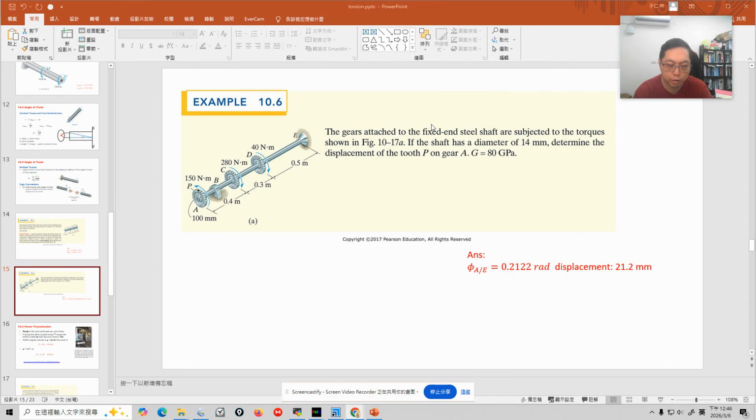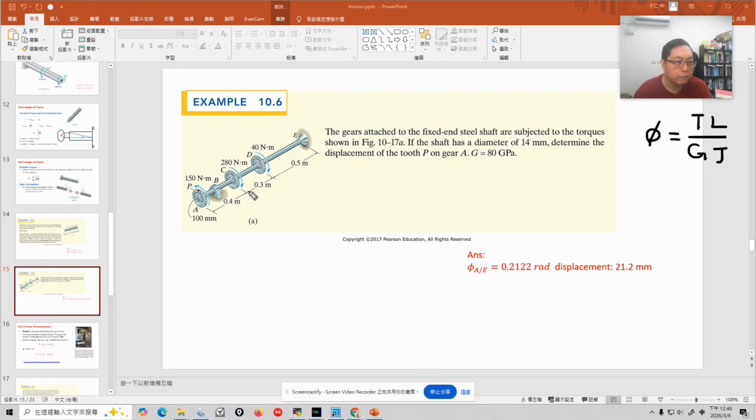Example 10.6 is also an angle of twist calculation problem. Don't forget the formula: the angle of twist in torsion is equal to TL over GJ. T is the torque, L is the length, G is the shear modulus, and J is the polar moment of inertia.